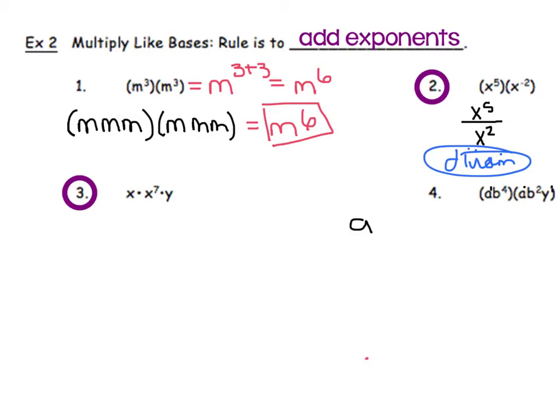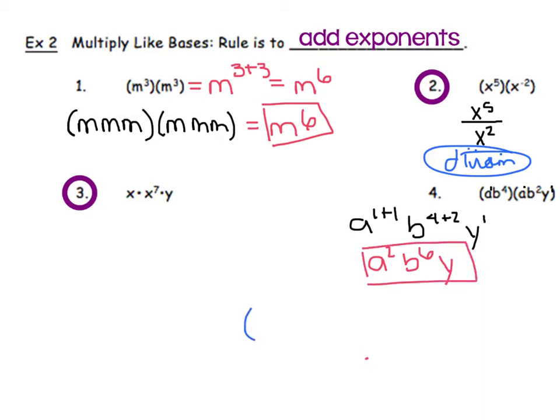So I have A, 1 plus 1, then there's a B, and that's 4 plus 2, and then I have a Y with just the 1, and that's it. So basically what I'm saying is that the answer is going to be A squared, B, 4 plus 2 is 6, and Y to the first power. Now let me show you by expanding.